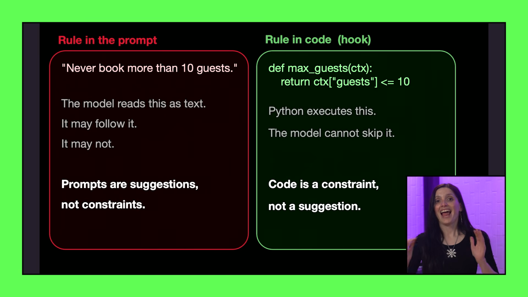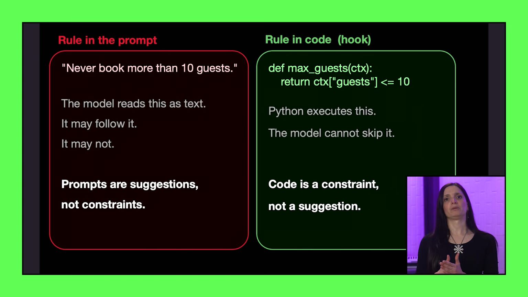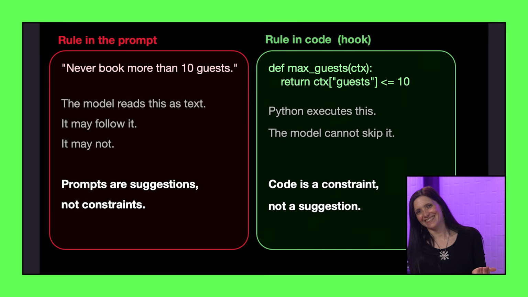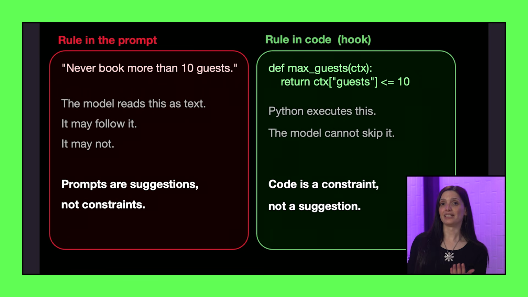Let's compare. Left, rule in the prompt. The model reads it as text. It may follow it or not. Right, rule in the code. Python executes it. The model cannot skip it. Each rule is a data class with a name, a condition function, and a message. The condition takes a context dictionary and returns true or false. Pure Python code, no model code.